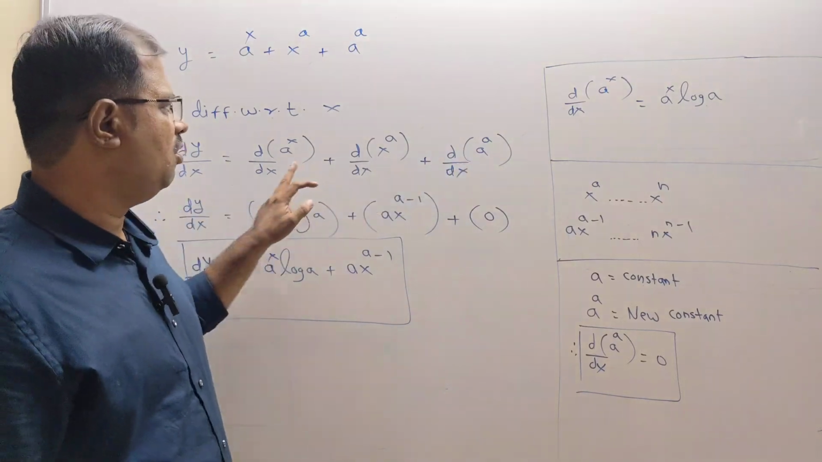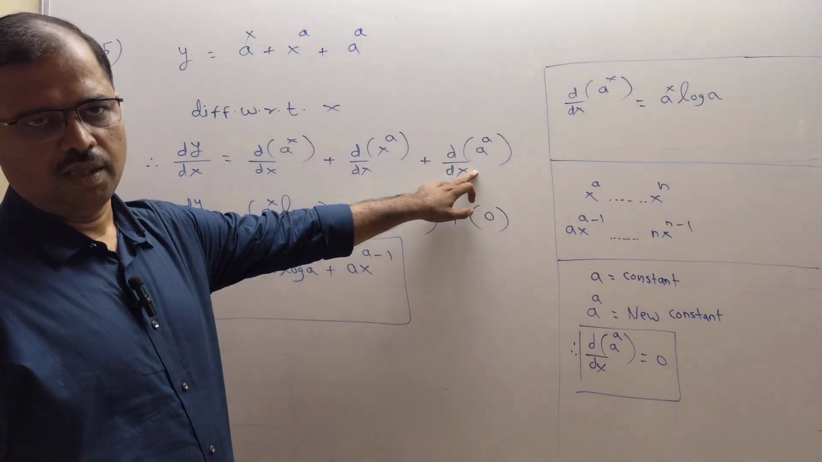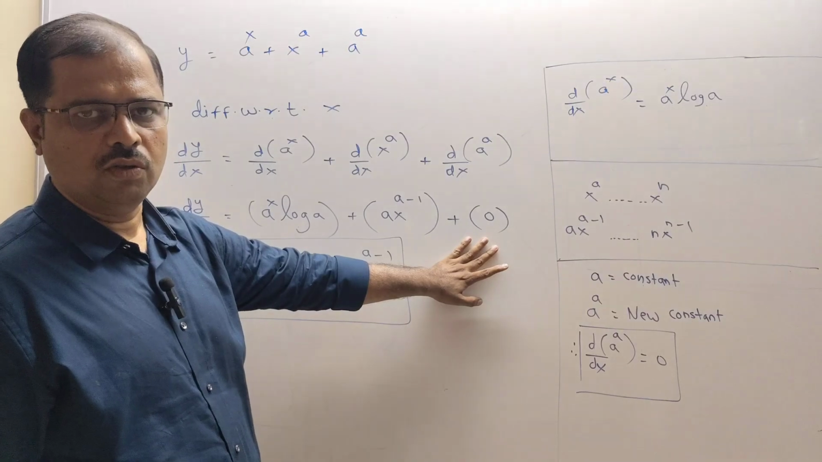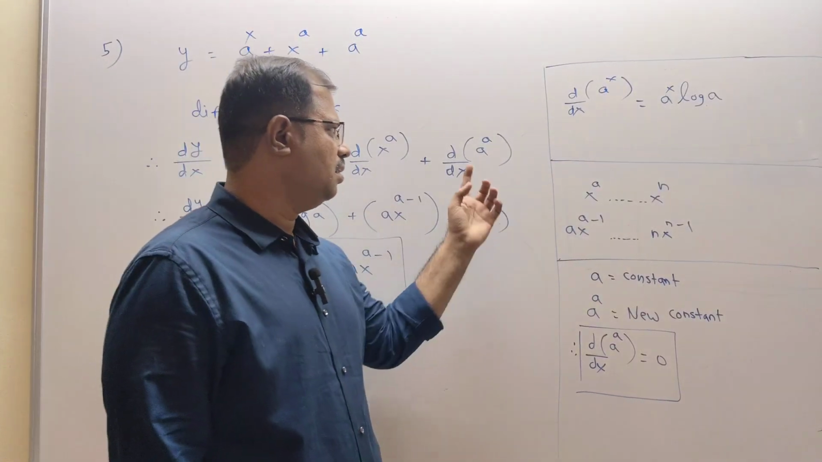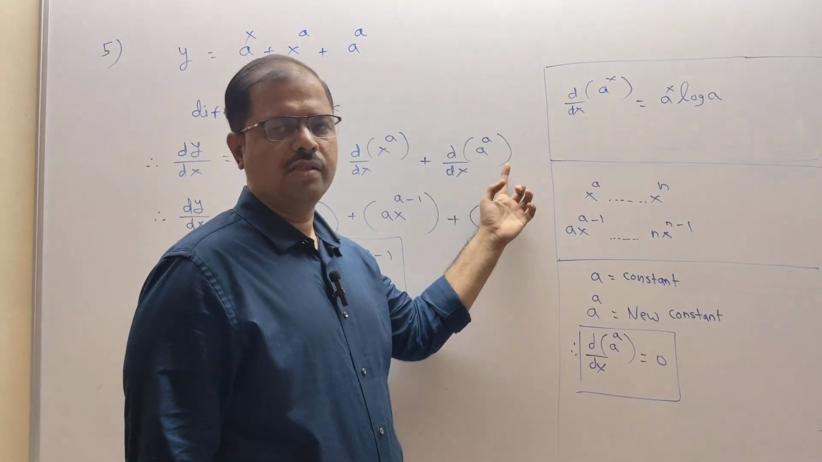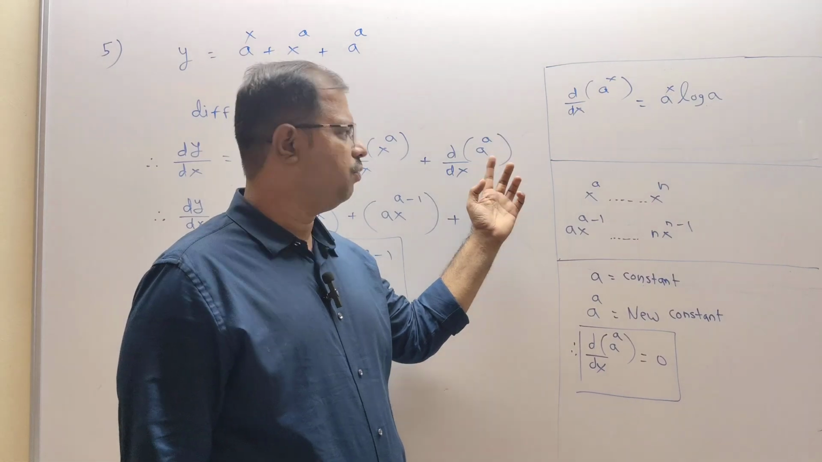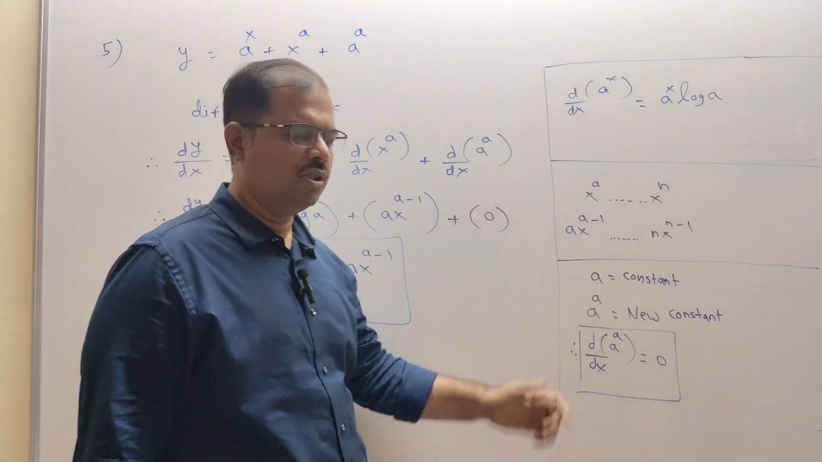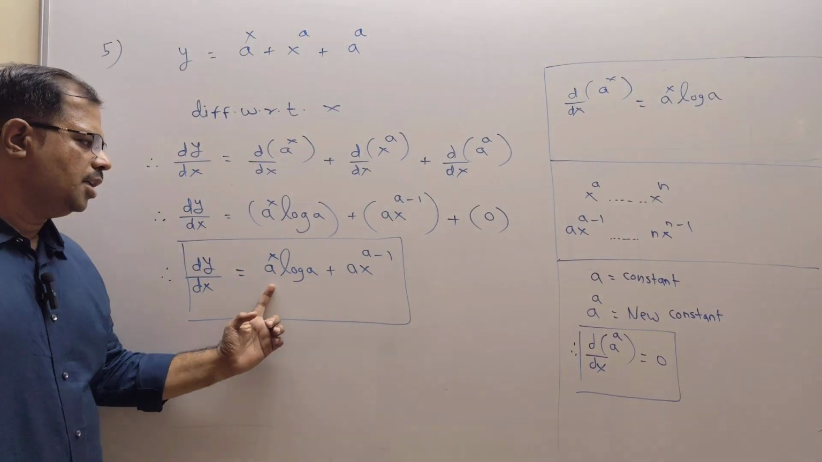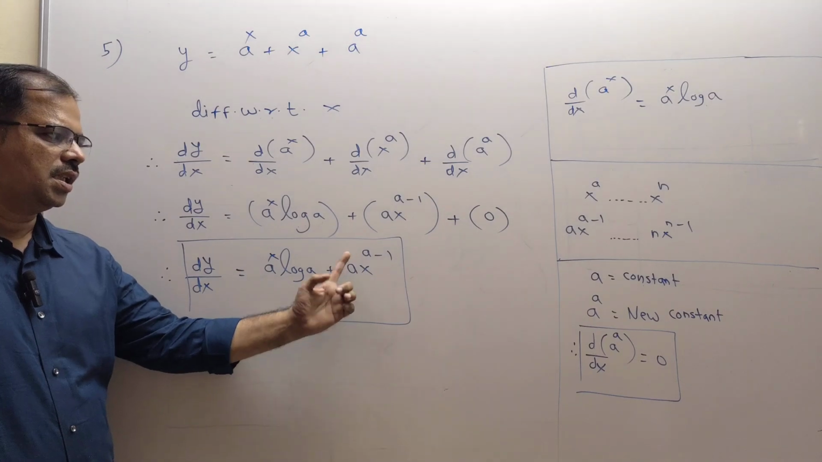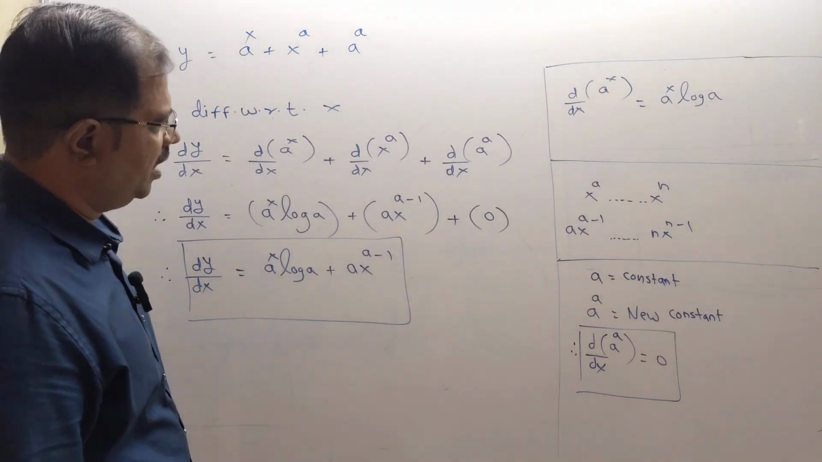Don't use any of these formulae in this term. Derivative of constant is equal to 0. In another way, we can say that it does not consist of x or y. Therefore, derivative of this term is equal to 0. Therefore, a raised to x log a plus a into x raised to a minus 1 is the final answer.